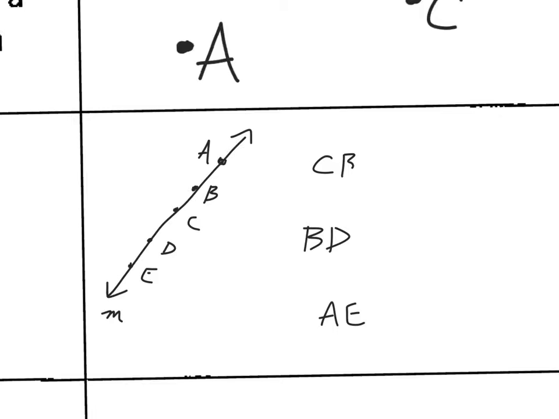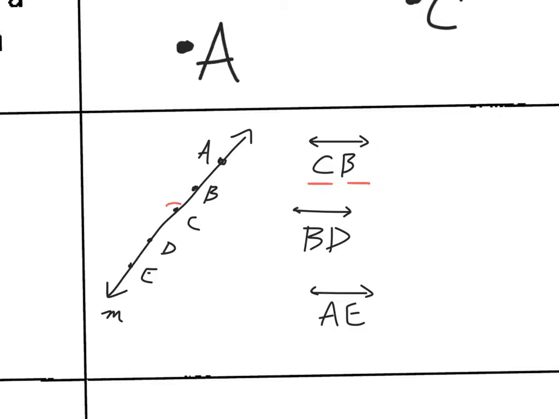Now, 2 things I want to point out. Since we're talking about a line, you need to draw a line over these points. That tells me we're talking about line CB, line BD, line AE. And normally with geometry, the first letter is our starting point and the second letter is our ending point. Now, since this is a line, it doesn't matter where I start and where I end. And it shouldn't, because it is extending in both ways.